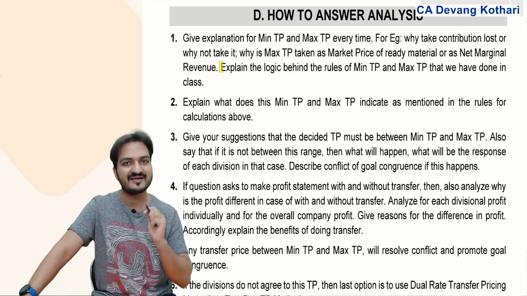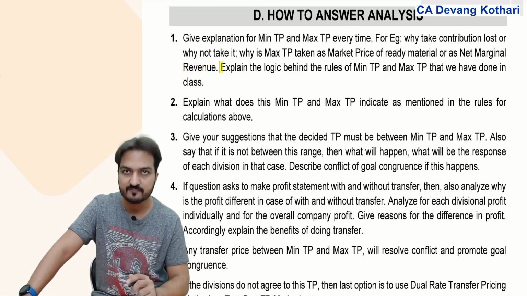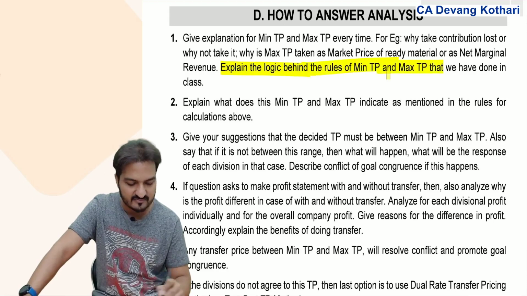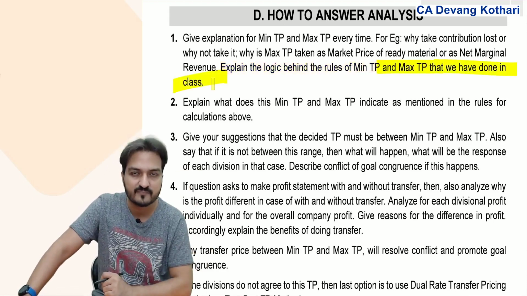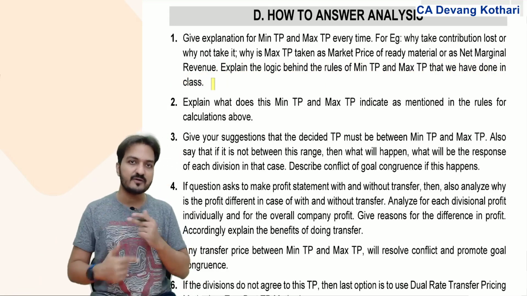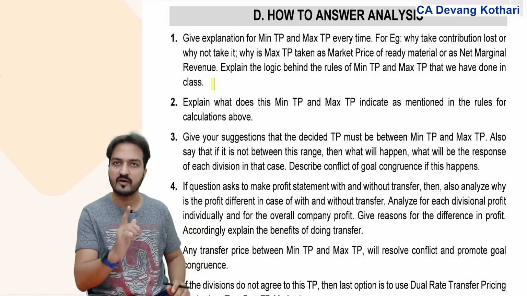Yes, you have to write those explanations. Why do you take whichever is lower out of that? That also you need to write. Explain the logic behind the rules of minimum TP, maximum TP that I just discussed in my video earlier. I gave you formulas for minimum TP, maximum TP. I gave you logic behind the formulas. That logic you have to mention in your answer, in your analysis.